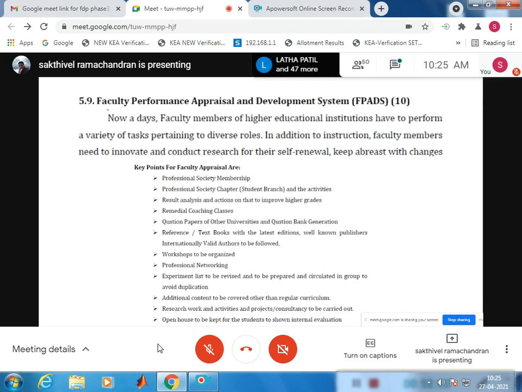Then 5.9 speaks about faculty performance appraisal, right? It is for 10 marks, along with the development systems. Faculty appraisals include membership with societies, remedial coaching classes, workshops organized, professional networking. So you have a list of yardsticks or metrics, key points, based on which the performance appraisal, that is the 360-degree appraisal, is done from different spectrums of stakeholders.